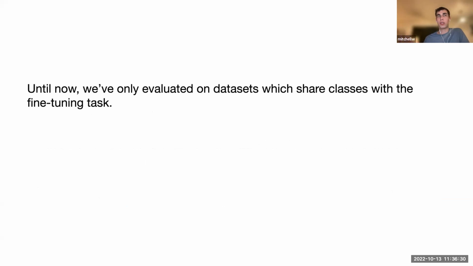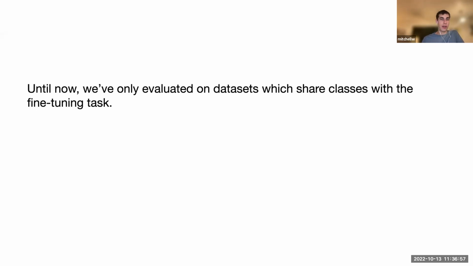But there's something somewhat restrictive about what we've been doing so far, which is that we've only evaluated on datasets which share classes with the fine-tuning task. If we're fine-tuning on ImageNet, we're only evaluating on datasets which share classes with ImageNet. That's how we're able to evaluate on ImageNet-R, ImageNet-V2, and ObjectNet, but we're not able to, for instance, fine-tune on ImageNet and then evaluate on something like Describable Textures.